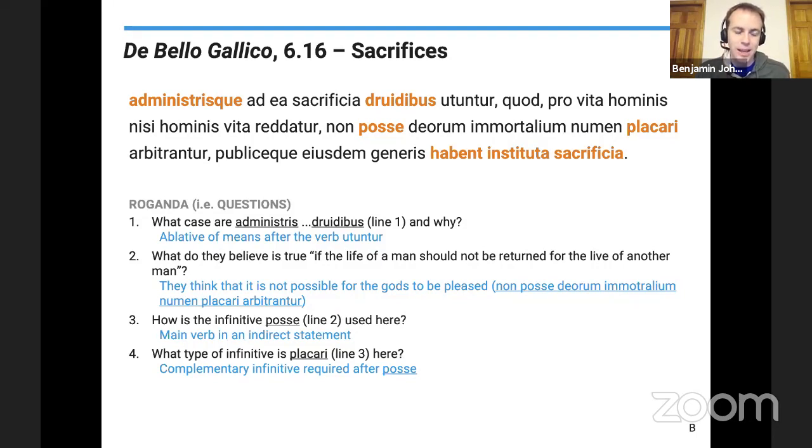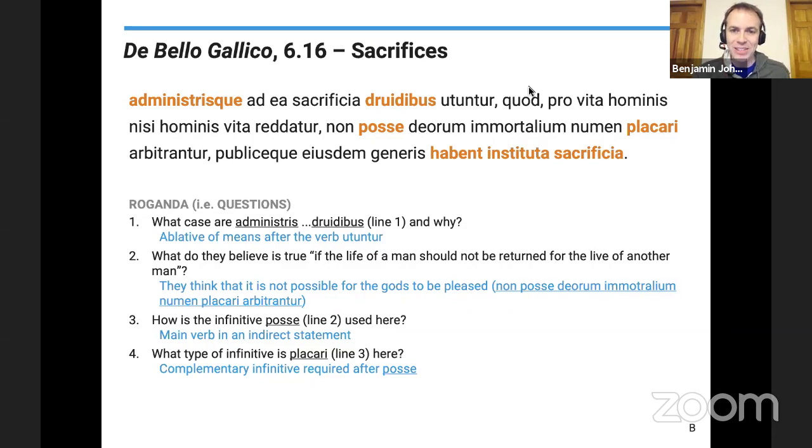Posse here is the main verb in an indirect statement that's introduced by arbitrantur, which is a head verb that we're going to see a couple more times. So they think that it is not possible. And then placari in line 2 here is a complementary infinitive required after posse, and it's in a present passive form. That's why it ends in -ari. So it's not possible for the divine will of the immortal gods to be pleased, and that's how we would translate that.